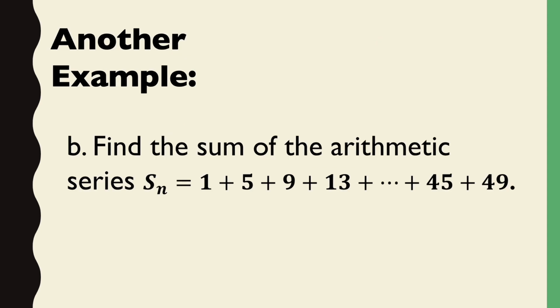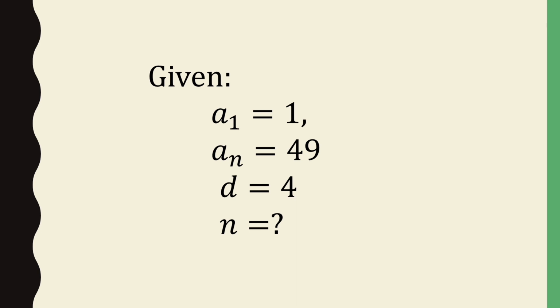Here's another example. Letter B. Find the sum of the arithmetic series S sub n is equal to 1 plus 5 plus 9 plus 13 plus so on plus 45 plus 49. First, identify the value of n. So, for the given, we have a sub 1 is equal to 1, a sub n is equal to 49, the common difference is equal to 4, and our n is the unknown part.